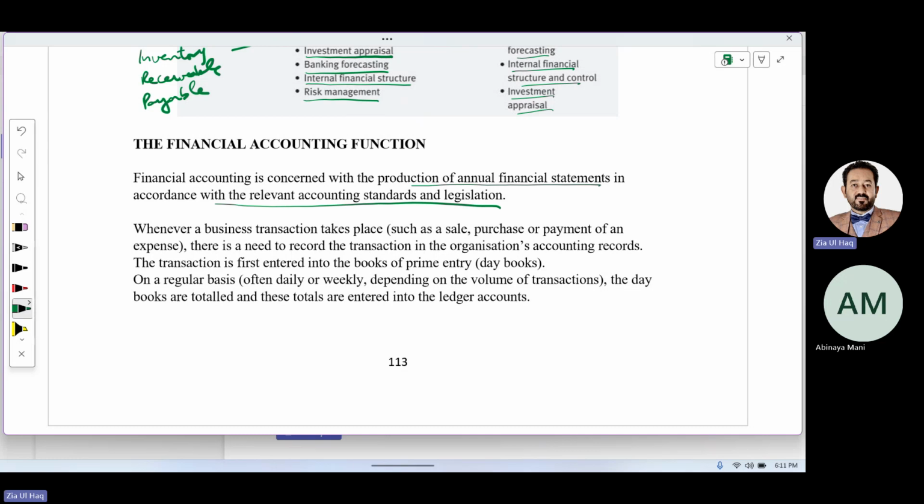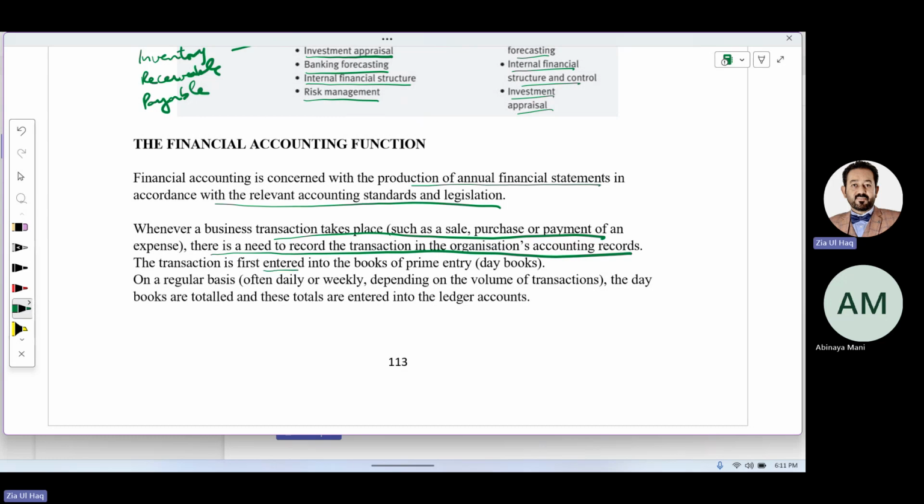It is compulsory for listed companies to prepare financial statements. Financial statements are prepared as per accounting standards and as per laws. Who is responsible? The accounting department. Whenever a business transaction takes place, such as the sale, purchase, or payment of an expense, there is a need to record the transaction in the organization's accounting records.